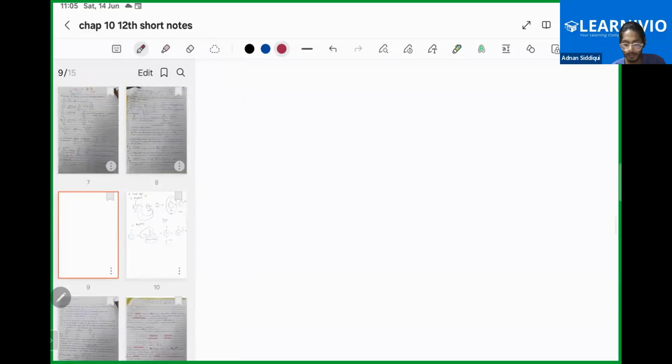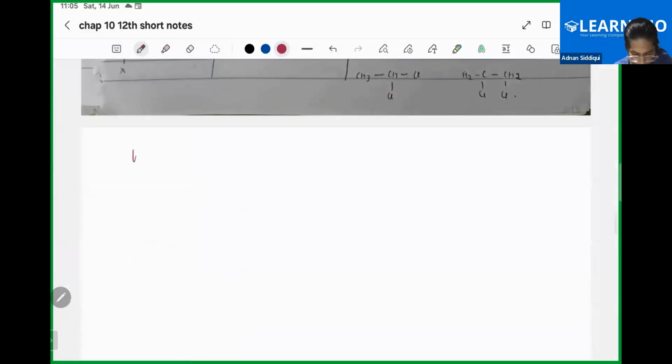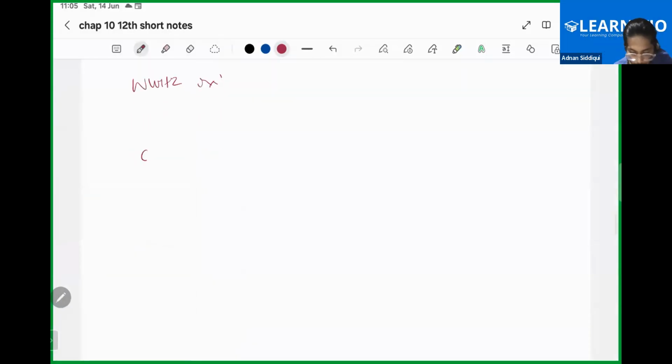First one is the Wurtz reaction. You will have a haloalkane, because right now we are talking about the reactions of haloalkanes, and you will have sodium. So the thing about this reaction is you will use two equivalents of sodium and two equivalents of alkyl halide, and you will do what?